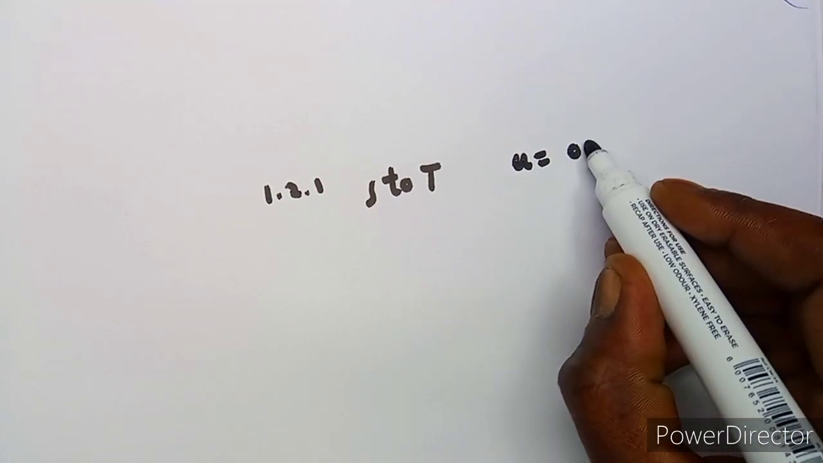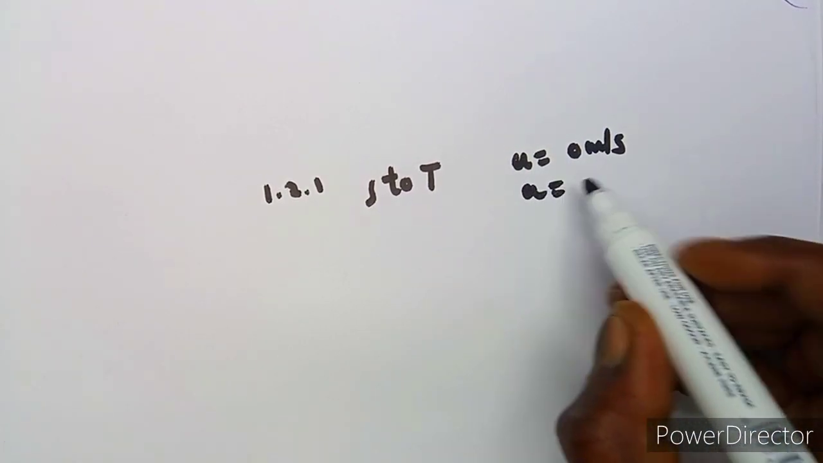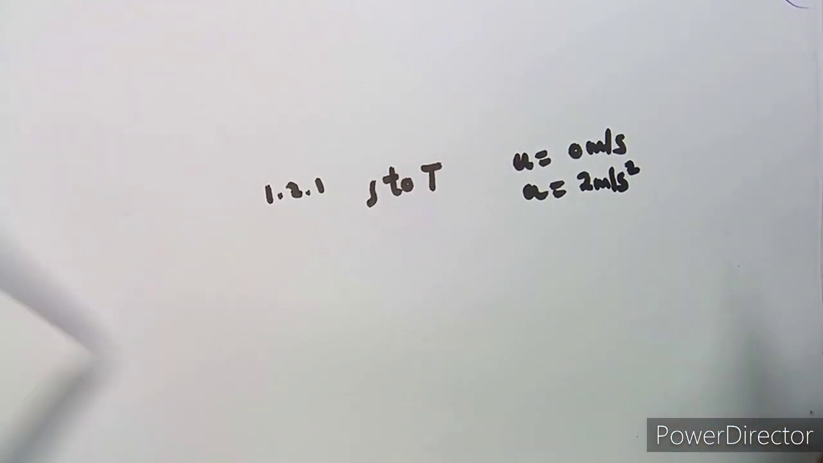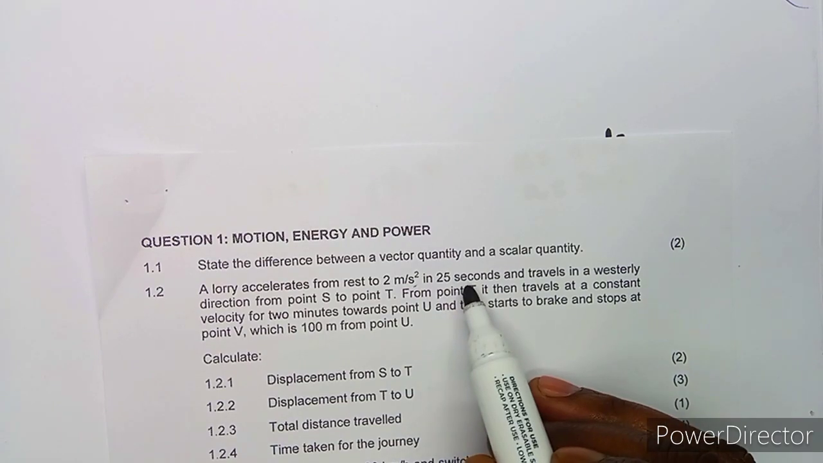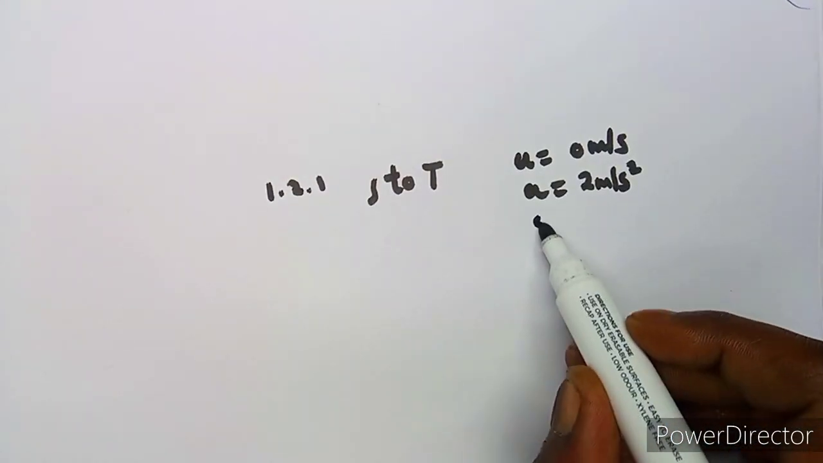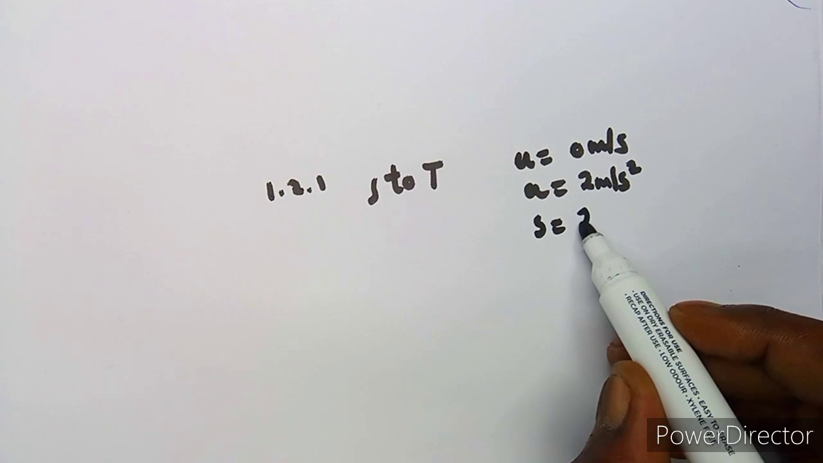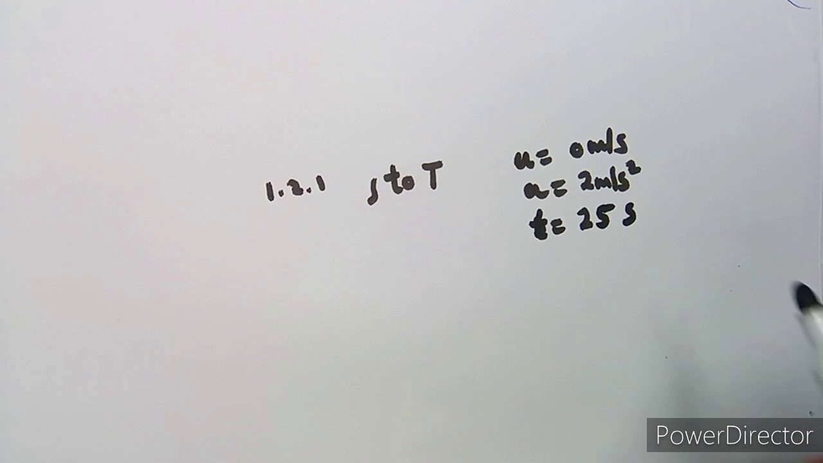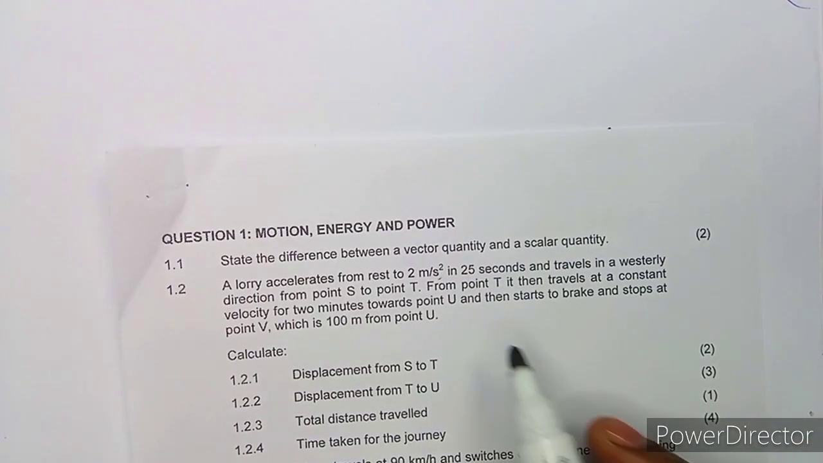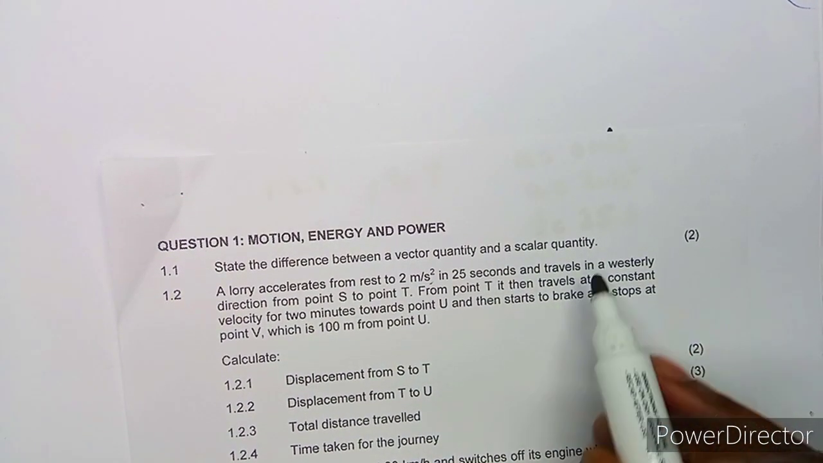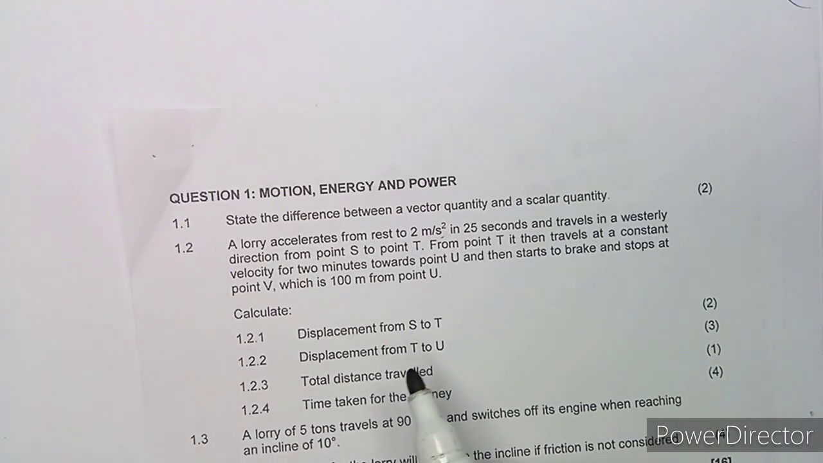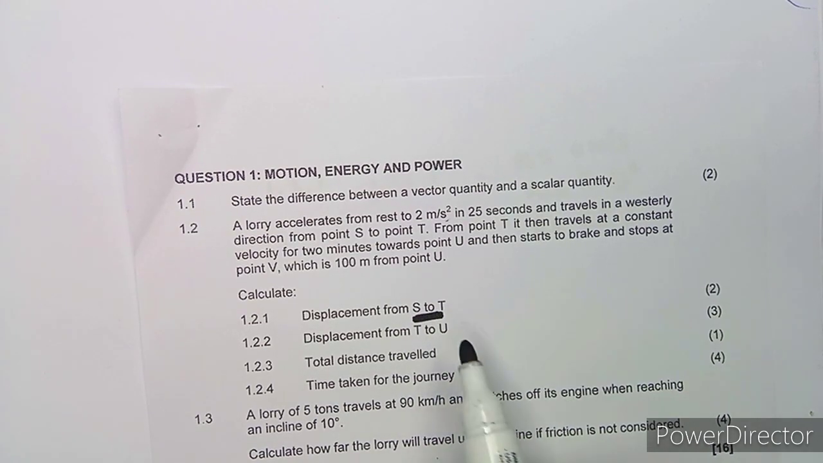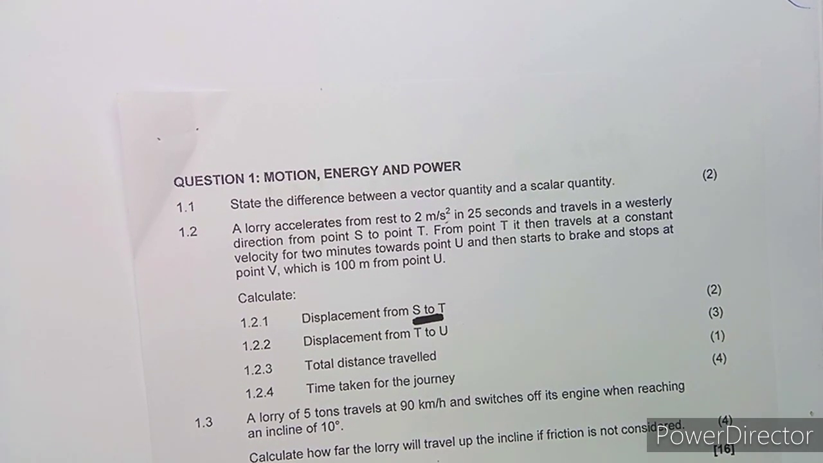So you've got u, which is 0 meters per second. We've got an acceleration of 2 meters per square second in this case, and it's going to take 25 seconds for this to happen, which means we are given the time frame of 25 seconds, sorry, because we are given the time that it is going to travel from S to T. All right, then the question is calculate the displacement from S to T. We just need the displacement from S to T.